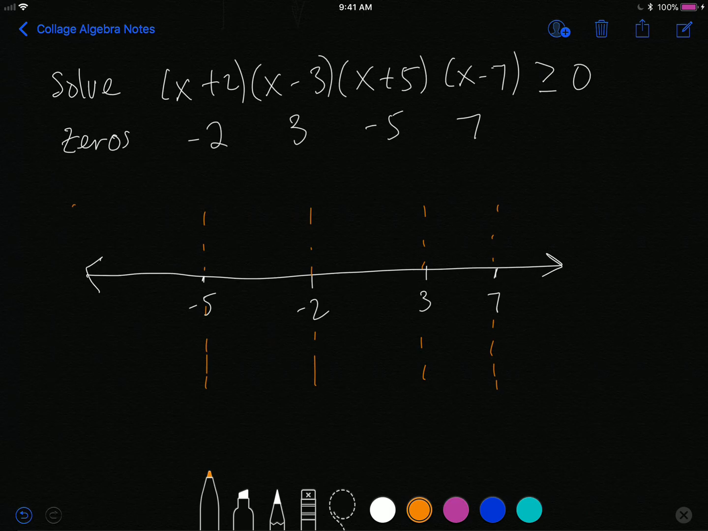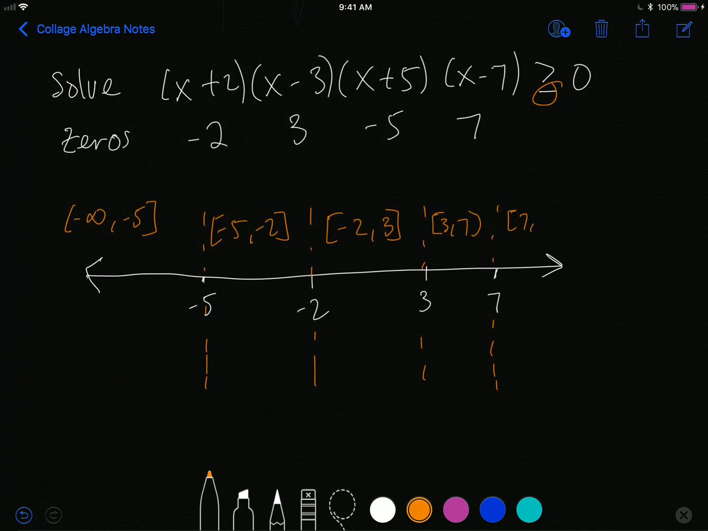The first region will run from -infinity to -5. I will use a square bracket because of the equal sign. Then -5 to -2, then -2 to 3, then 3 to 7, then 7 to infinity and beyond. I then need to test each of these regions to see if it's true or not.